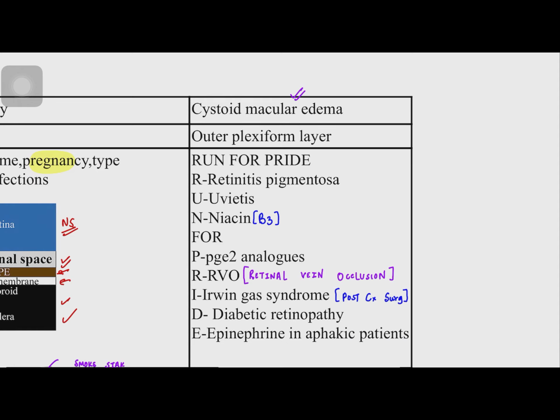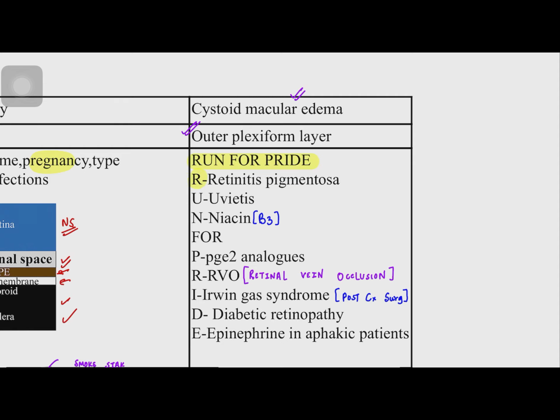Now we are going to discuss cystoid macular edema. So cystoid macular edema, as the name suggests, has cysts in the macula due to the edema, and the pathology is at the level of the outer plexiform layer of the retina, and the risk factors or the causes are remembered by the mnemonic RUN for PRIDE.